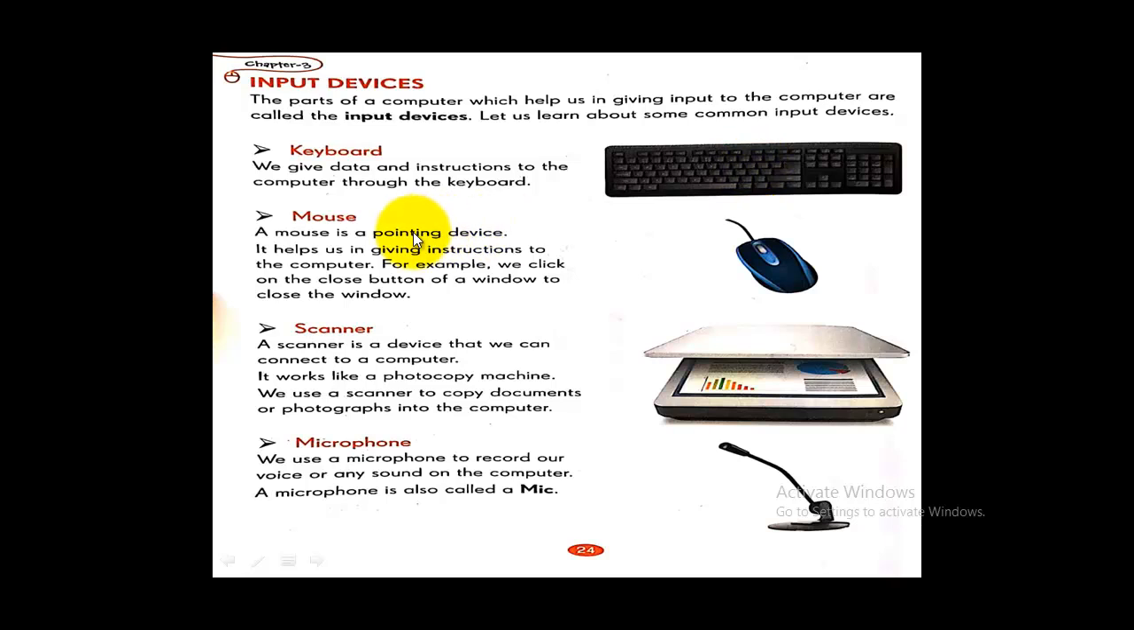Now if you want to open a movie or play a song, what you have to do is use the mouse and double click on the video file or the audio file.